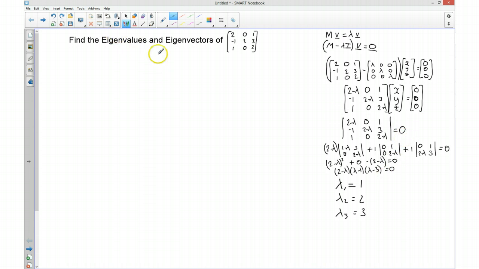Okay, so that's what we're going to do. So when lambda is equal to 1, then I can put 1 into this equation here, so that's going to be 1, 0, 1, negative 1, 1, 3, and 1, 0, 1.